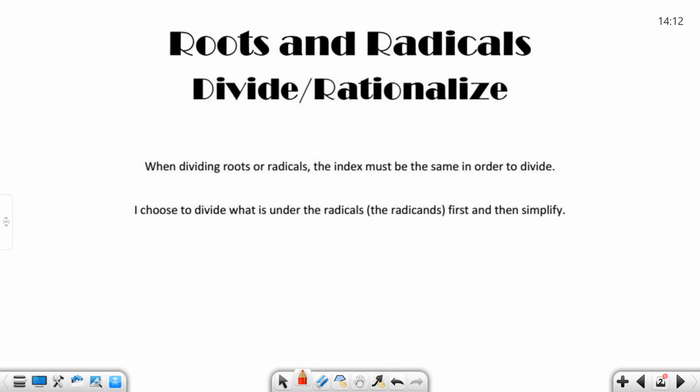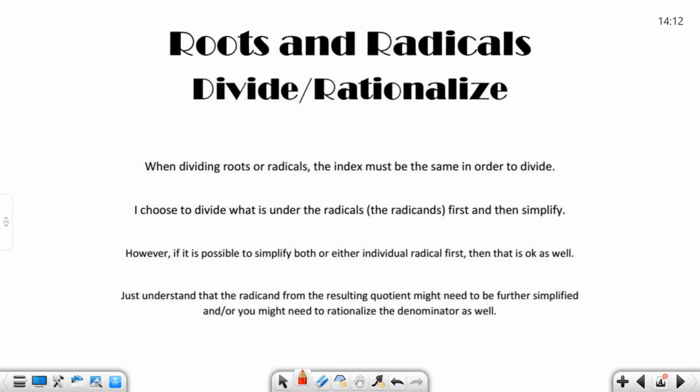I choose to divide what is under the radicals, the radicands, first, and then simplify. However, it's possible to simplify both or either individual radical first, and that is okay as well. Just understand that the radicand from the resulting quotient might need to be further simplified, and/or you might need to rationalize the denominator as well.